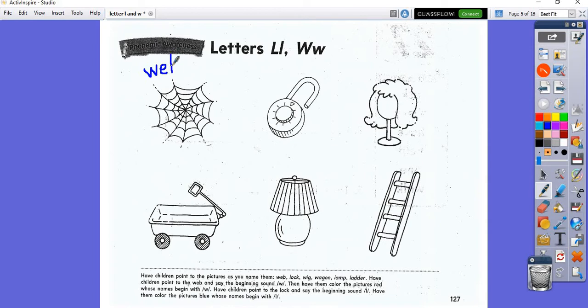Web. Very good. Now what picture is this? We have second picture with us. What picture is this? Who will tell me? This is lock. Lock.